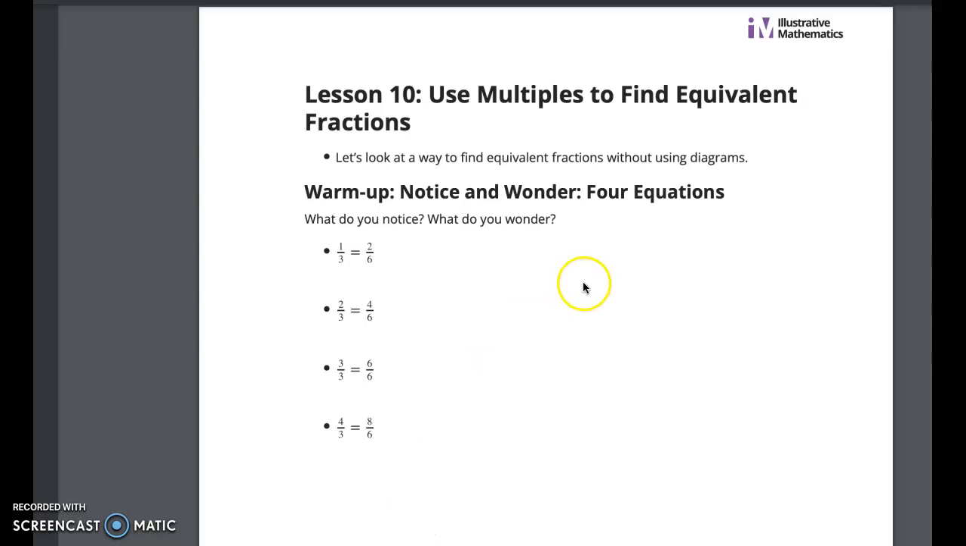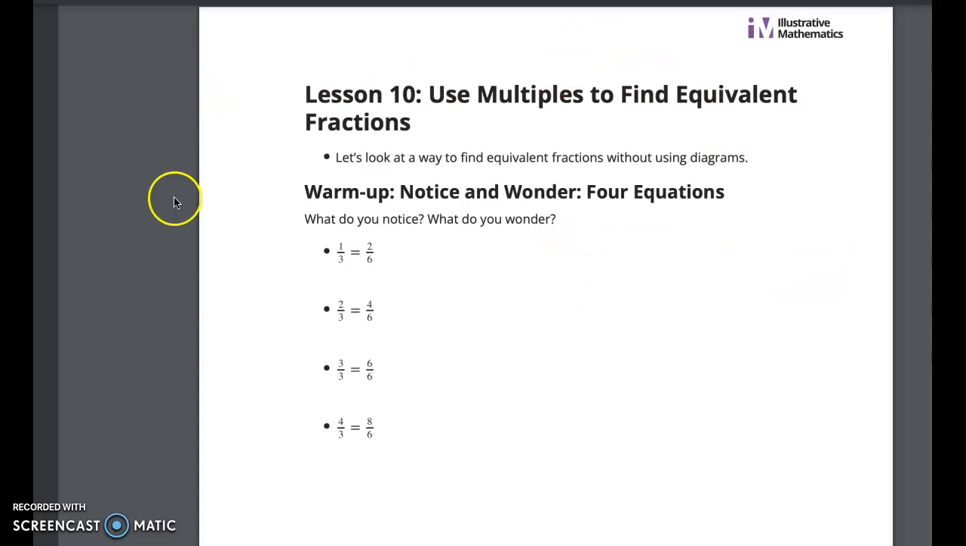In lesson 10, we are going to think about multiples to find equivalent fractions. We have a couple of math vocabulary words that we use, multiples being when you count by the same number, and that's how much you're adding to the number each time you count. For example, a multiple of 5 could be 10, 15, 20, 25, 30, 35, 40, 45, 50, and so on. A multiple of 10 would be 10, 20, 30, 40, 50, 60. So you're counting by that number, and that's what a multiple is.